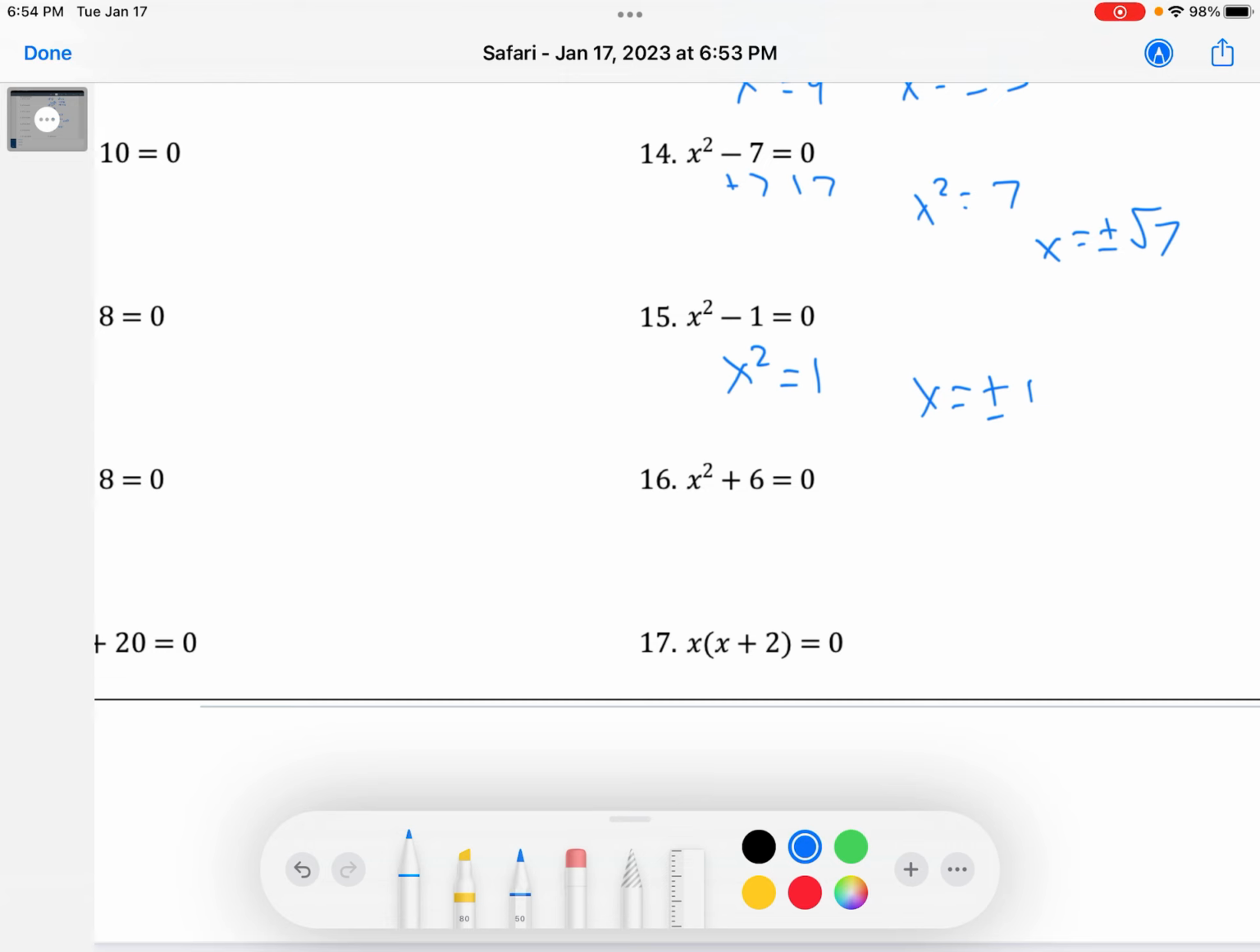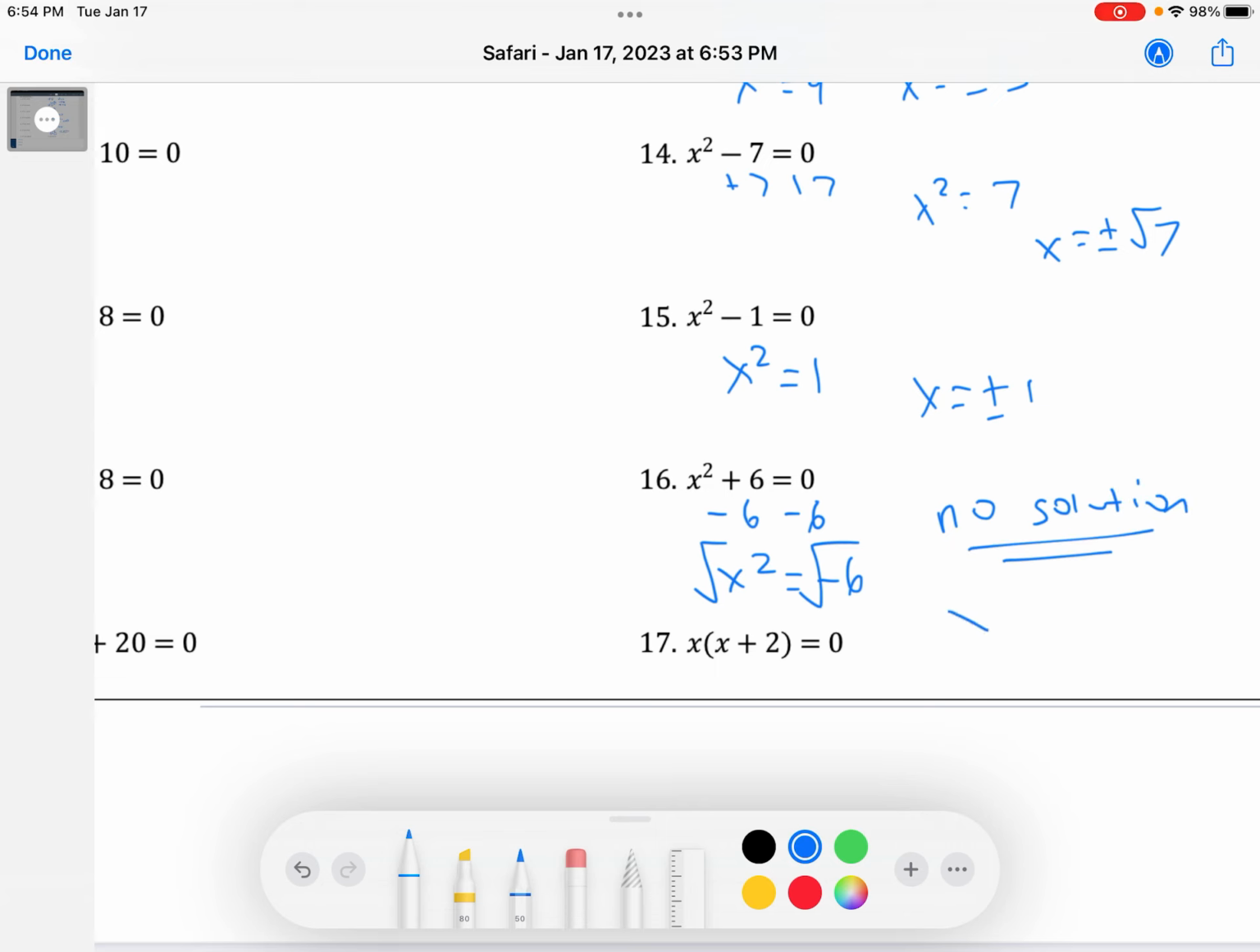Okay, number 16, I put in here just kind of for fun. x squared equals negative 6. We're going to take the square root, but can you ever have the square root of a negative number? No, you can't. So there's no solution.